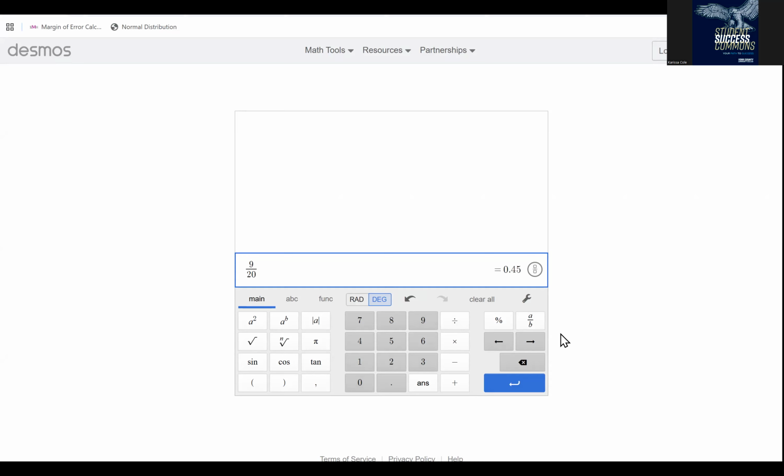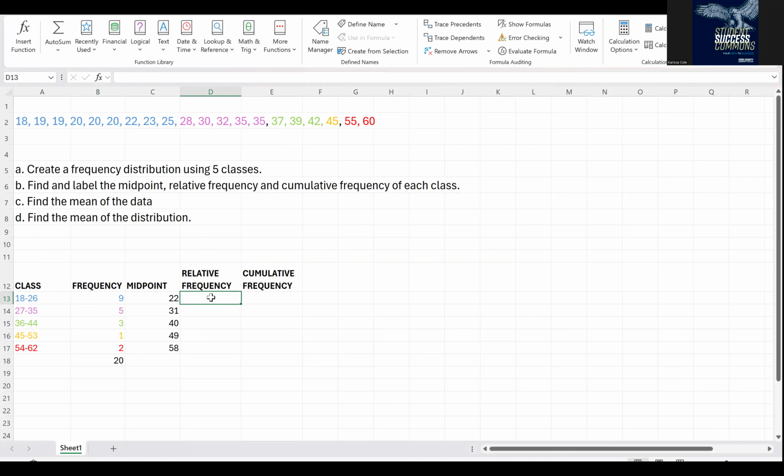And I get 0.45. If you want to leave it as a decimal, just 0.45 is fine. Lots of times I notice in the online homework questions, they'll have you put it as a percentage. And to do that, you would just have to multiply that by 100. So 45%. I'm going to do that for this one. You can always double check with your teacher to see what they would like for this particular question.